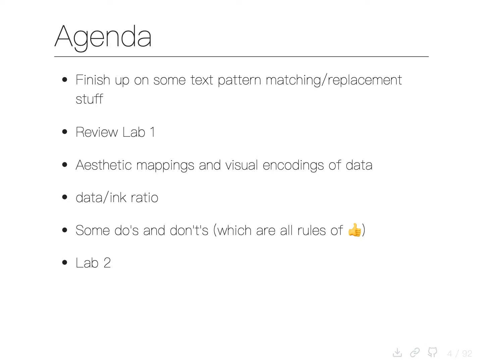Then we'll get on to the sort of main topic of today, which is visual perception. We'll talk about aesthetic mappings and visual encodings of data. Then we'll talk a little bit about the data to ink ratio. And specifically, the main reason why I want to talk about that is because some people use it almost like a religion, and I think that's wrong.